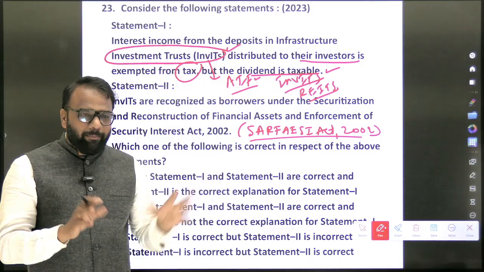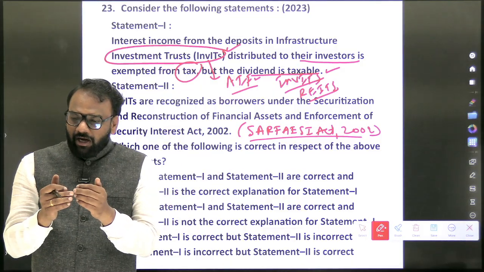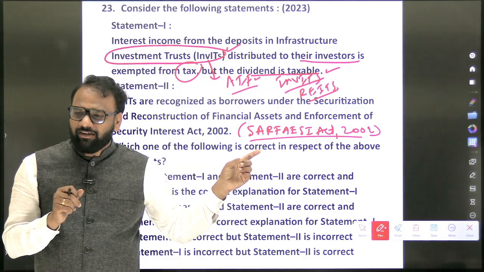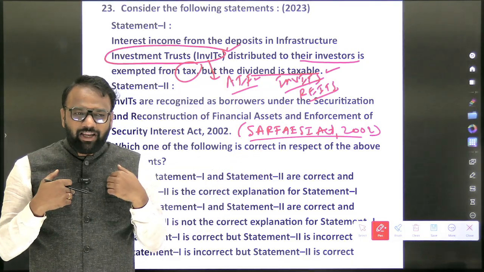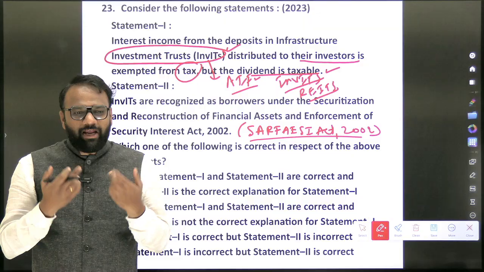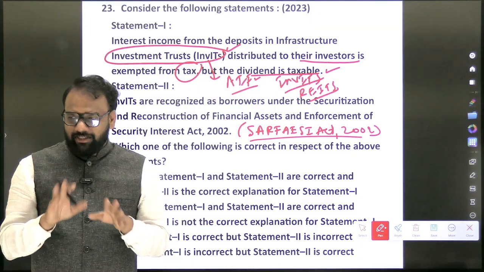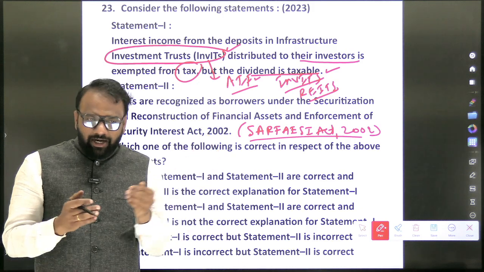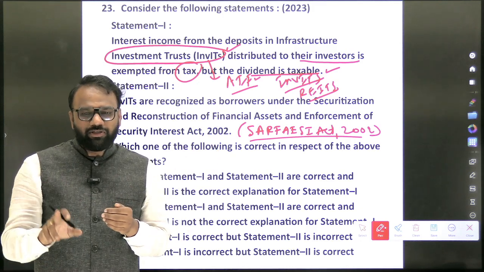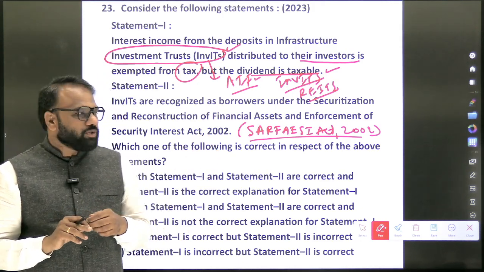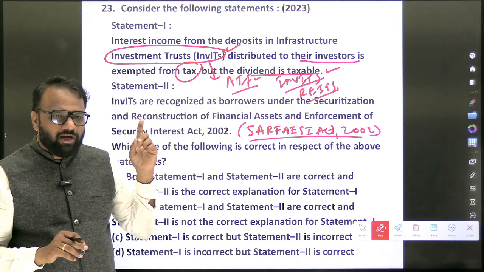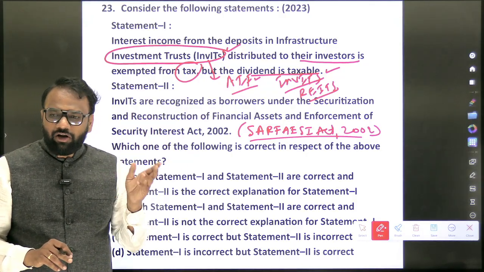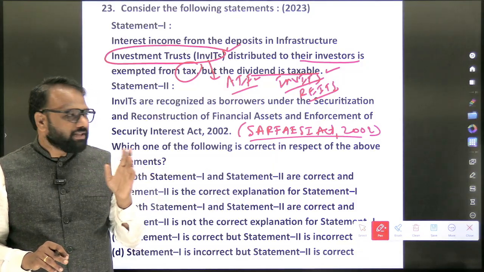If a corporate company takes a loan from the bank, can it be called a borrower under the SURFACE Act? Yes. If an individual like me takes a loan from the bank, can I be called a borrower under the SURFACE Act? Yes. So this basic level of clarity should be built, and the detailed discussion is in the notes. INVITs, REITs, corporate companies, individuals, all of them are considered as borrowers under the SURFACE Act.